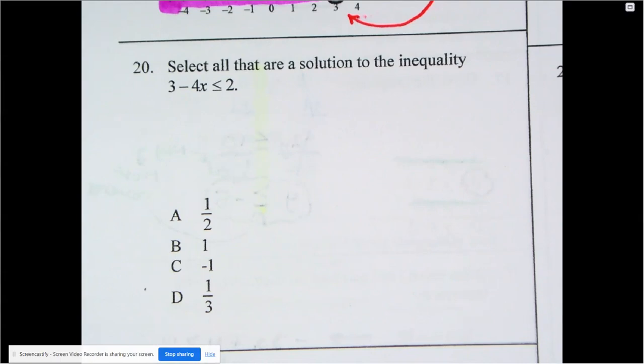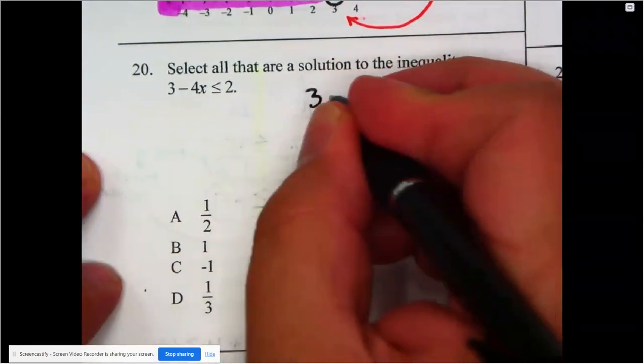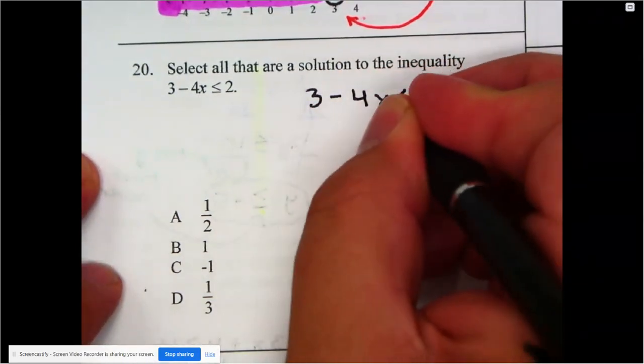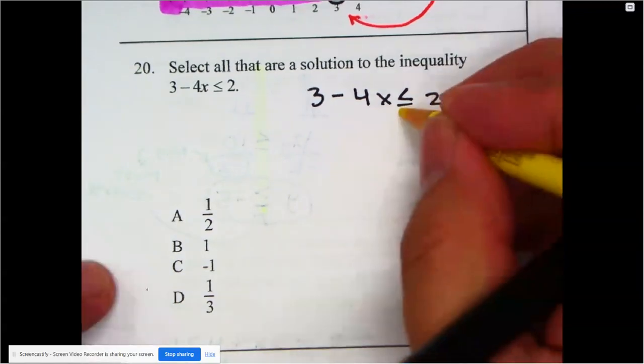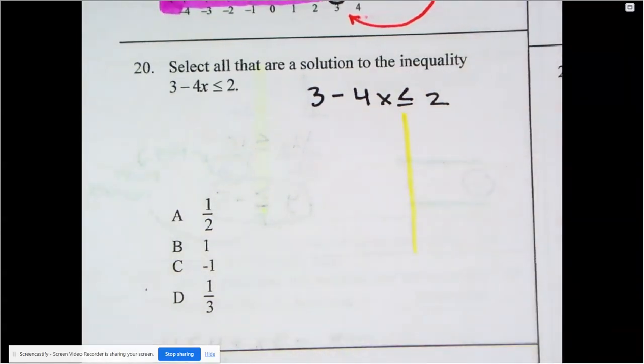It says select all of them that are a solution to the inequality. The best way to do these, just work out the problem. We saw this one the other day. Just work it out yourself. Okay? So we're going to solve it just like every other problem. And then we're going to draw it.